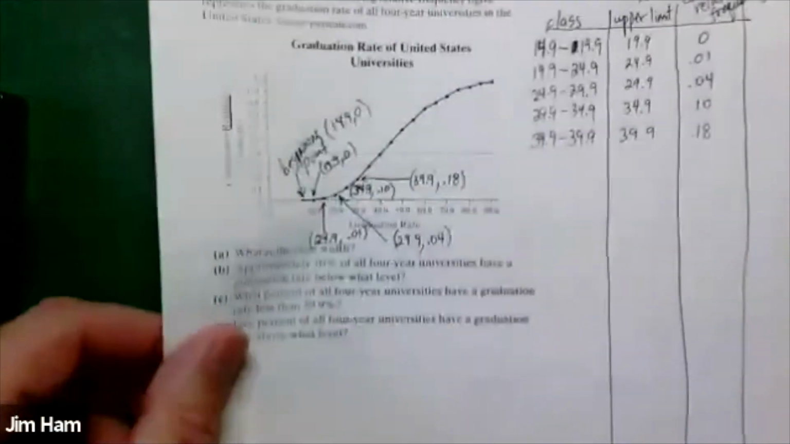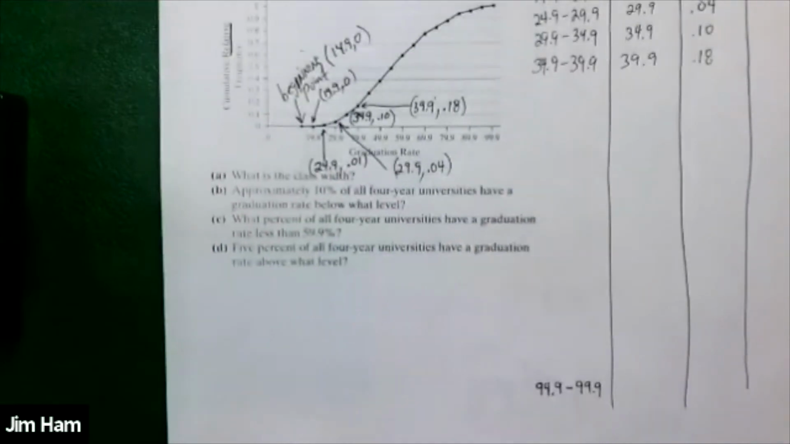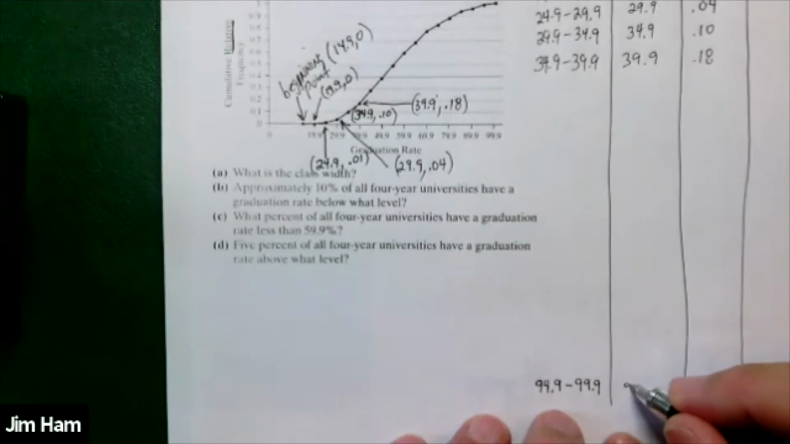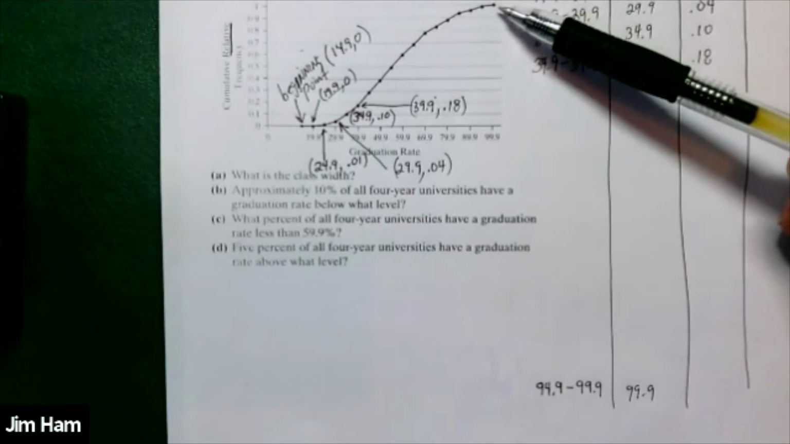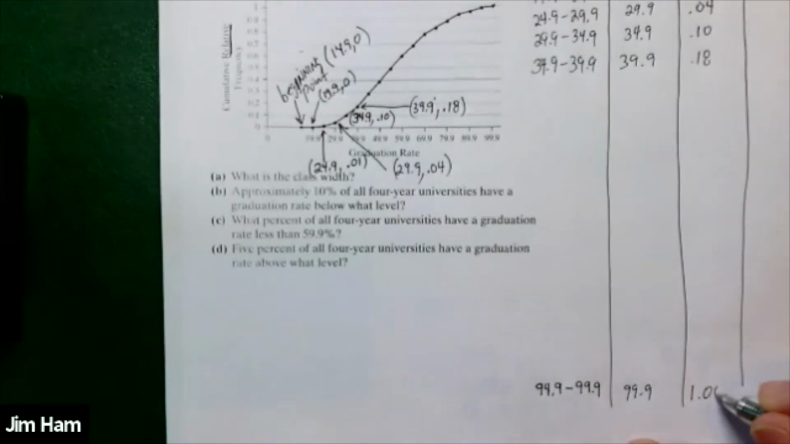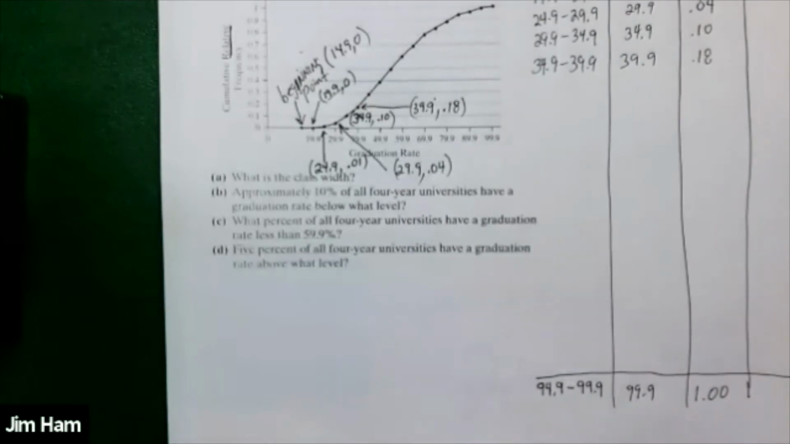Now it turns out way down here at the bottom, the very last class goes from 94.9 to 99.9. So essentially you're going to have the upper limit is 99.9. You're going to account for all the possible graduation rates. And if you look at that last class right here, you can see it's up at 1. And that corresponds to 100%. And that would be the last class.